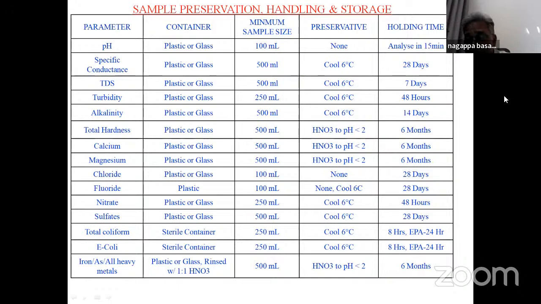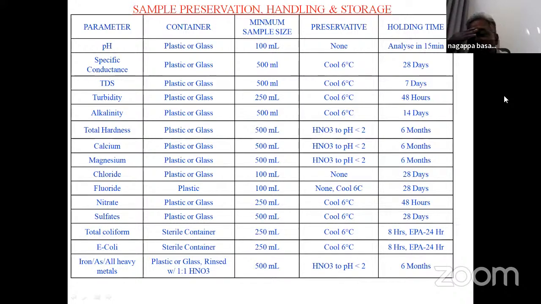Because of the nitrification process in the nitrogen cycle, if you verify that, the final oxidation product of nitrate is ammonia, it is coming out. That's why within 48 hours we have to analyze the nitrate content in the given sample, whether it's groundwater or borewell water, surface water, lake water, any water.